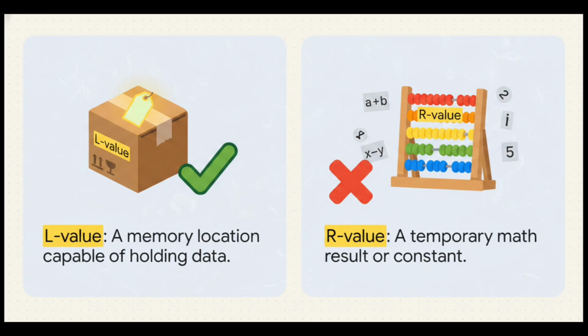But hold on, you can't just slap these plus signs anywhere in your code. You can only apply increment operators to an L value. Think of an L value, or left value, as a physical memory location. It's an actual storage box capable of holding real data, like a price tag. You absolutely cannot increment an R value, or right value, because that just represents a temporary math result or a constant. For example, you can't apply a plus plus directly to the expression A plus B, or just the number 5. The digital cashier needs a real, storable physical item to scan and update.